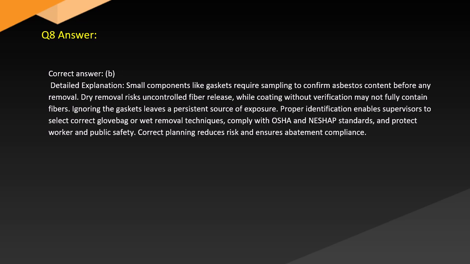Answer. Correct answer, B. Detailed explanation. Small components like gaskets require sampling to confirm asbestos content before any removal. Dry removal risks uncontrolled fiber release, while coating without verification may not fully contain fibers. Ignoring the gaskets leaves a persistent source of exposure. Proper identification enables supervisors to select correct glove bag or wet removal techniques, comply with OSHA and NESHAP standards, and protect worker and public safety. Correct planning reduces risk and ensures abatement compliance.